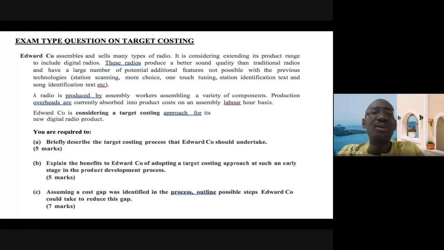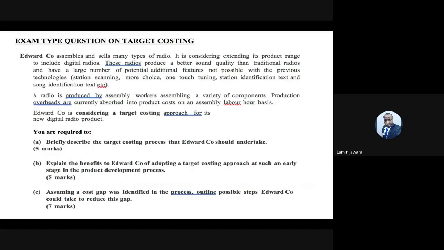So Lamin, in this case, Edwards Company is dealing in digital radio. How are we going to eliminate their cost gap? The cost gaps are.